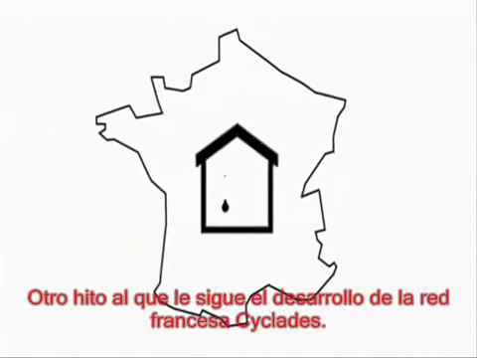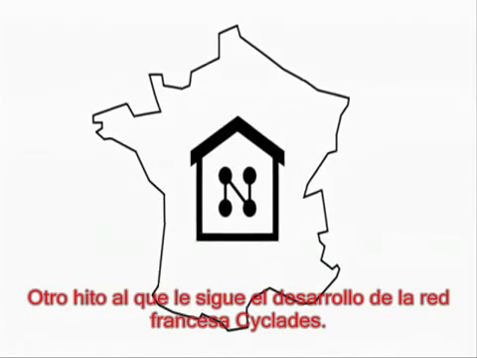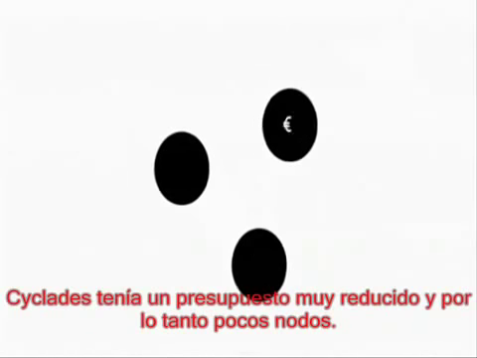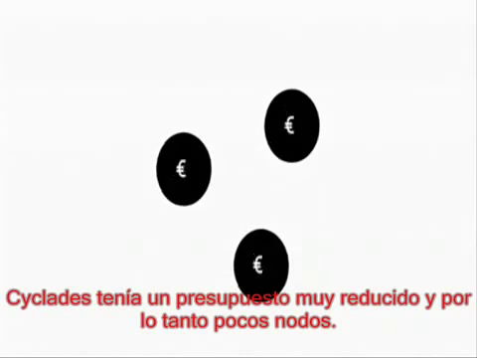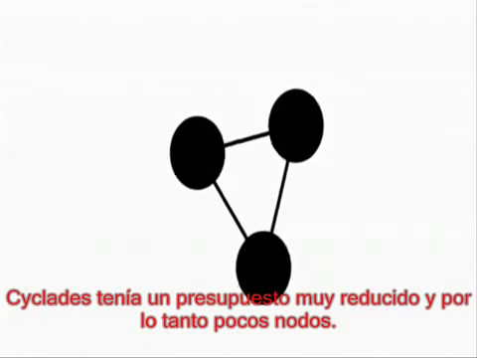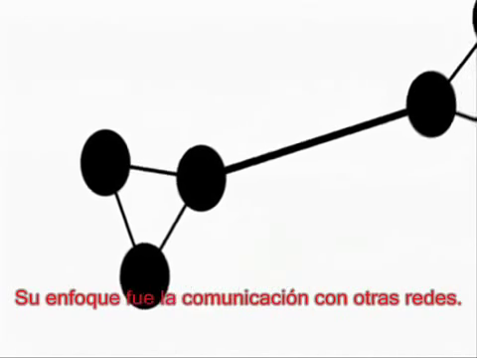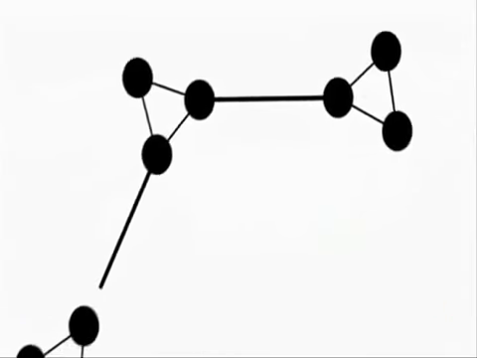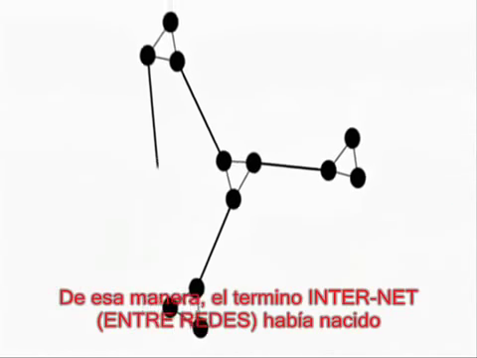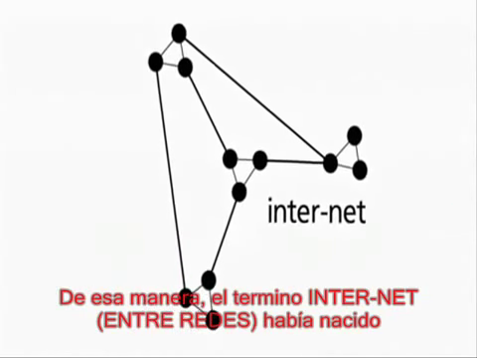Another milestone followed with the development of the French network Cyclades. Since Cyclades had a far smaller budget than ARPANET, and thus also fewer nodes, the focus was laid on the communication with other networks. In this way, the term Internet was born.